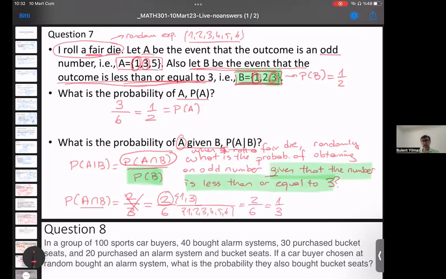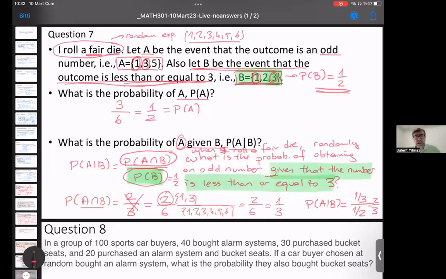What is P(B)? What is the probability of B? We found it as 1 over 2 here. And then finally, P(A given B) is going to be equal to 1 over 3 divided by 1 over 2, which is going to be 2 over 3. Is this clear, guys? Is this clear?